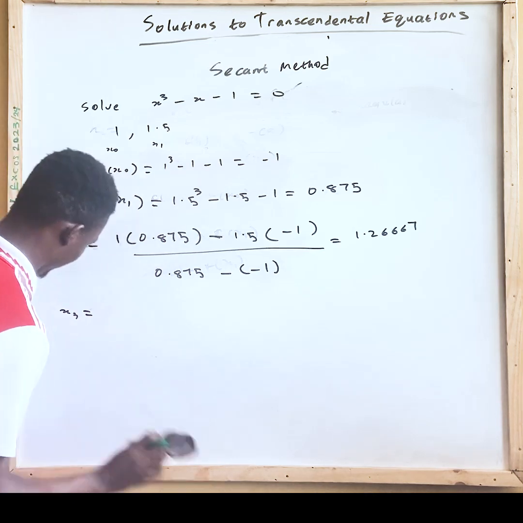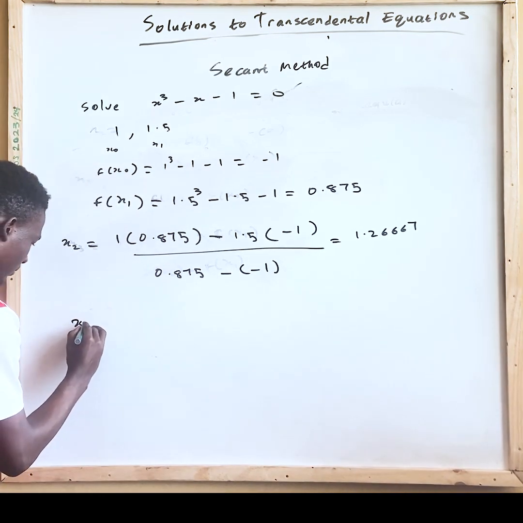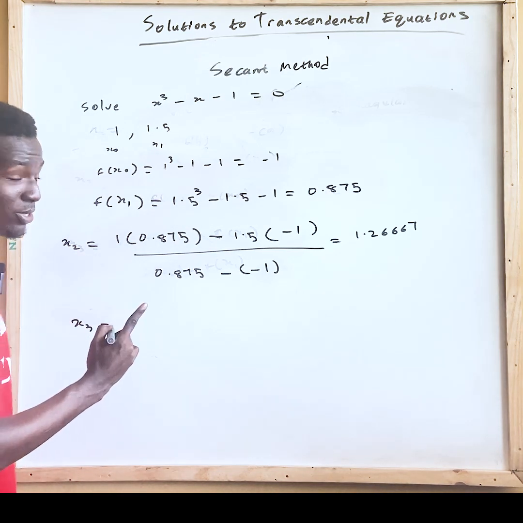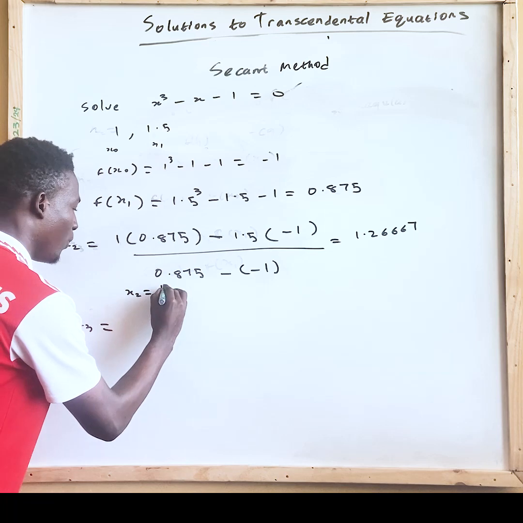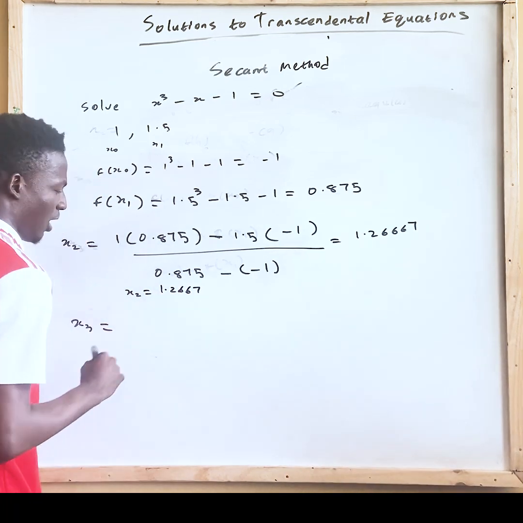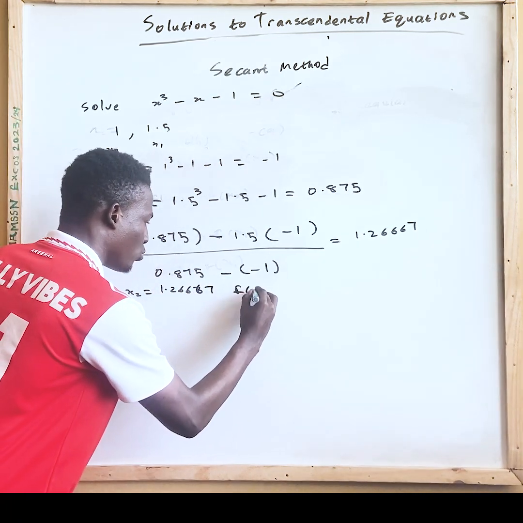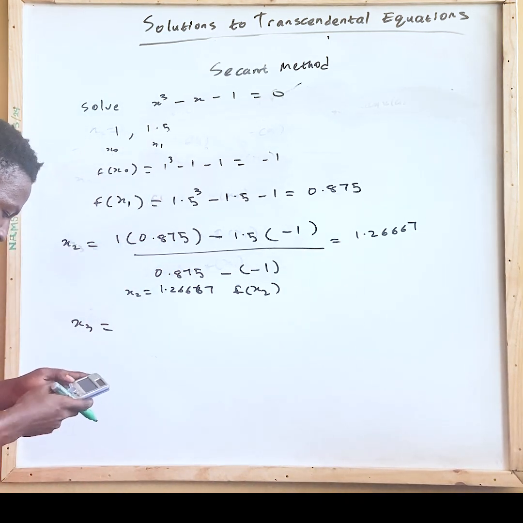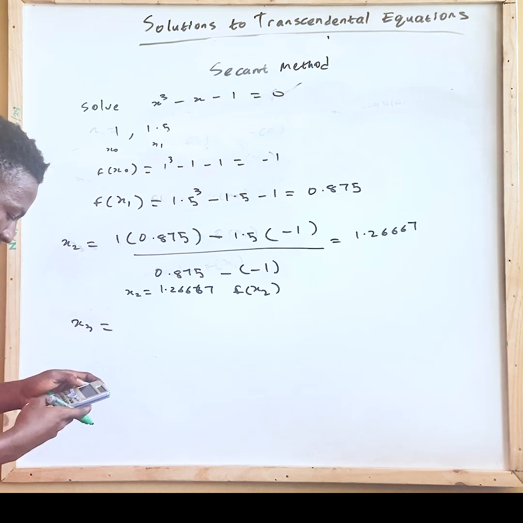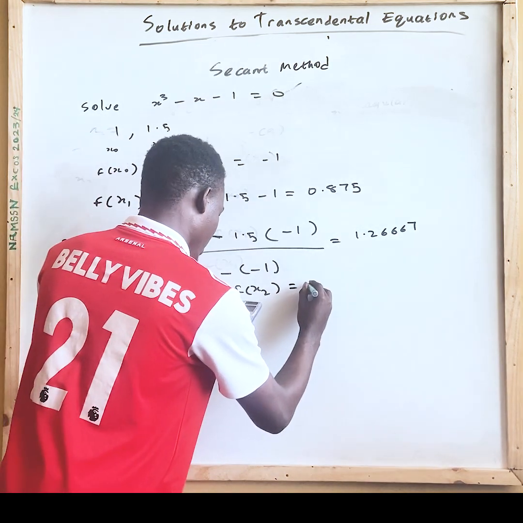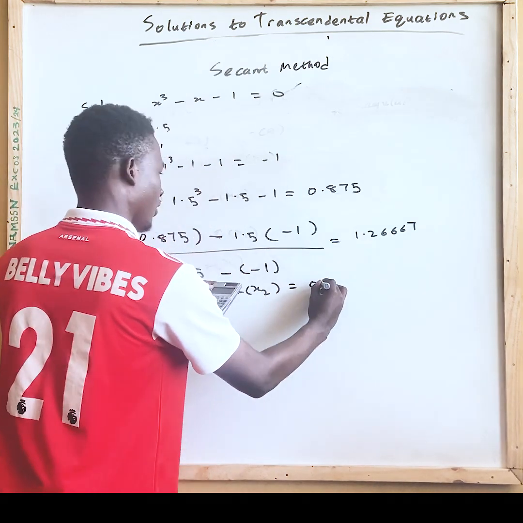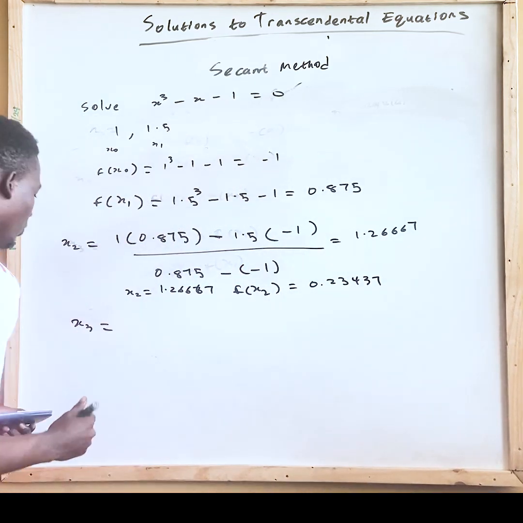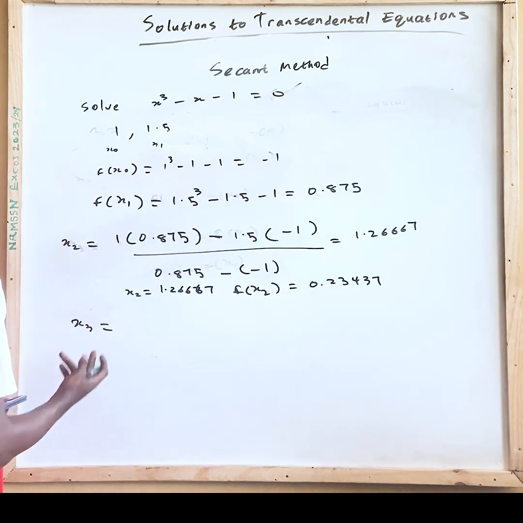x3. So x3 will be x2. Okay, good, I've not done something here. I'm missing something. So if x2 is 1.26667, I will need f of x2. So f of x2 is giving me 0.23437.